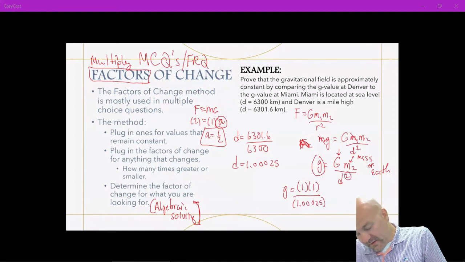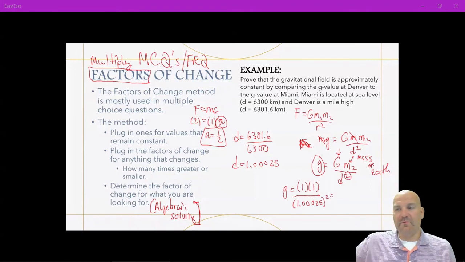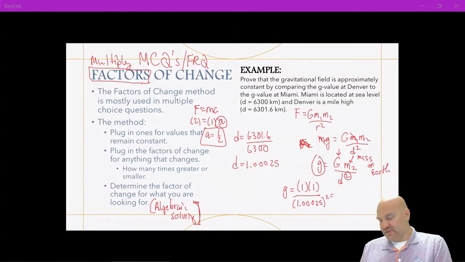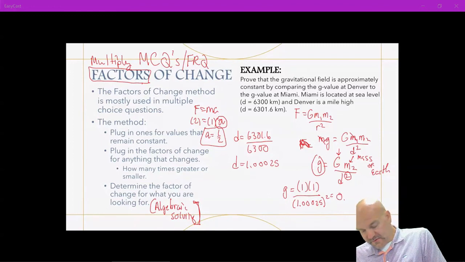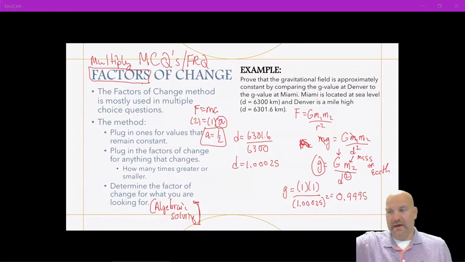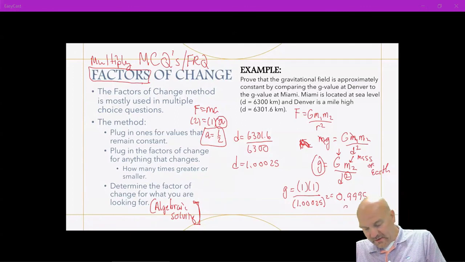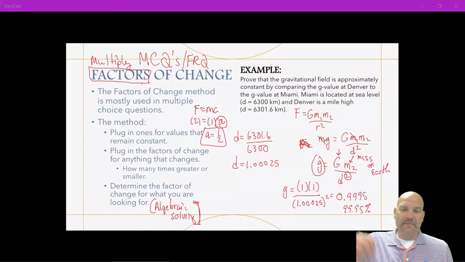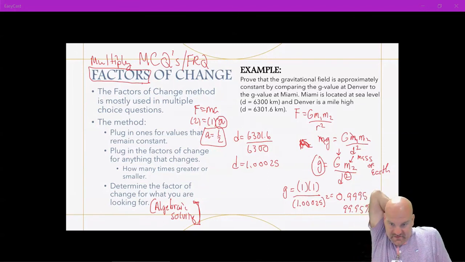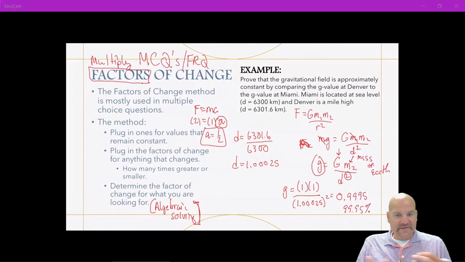1.0025. Now, in the equation, it's squared, so we need to square it when we're looking for our factor of change. And so essentially what we're going to do is 1 divided by 1.0025 squared, and find that the difference between Miami, right, and Denver is 0.9995. Okay, what does that mean? That means it's roughly 99.95%, right, different.